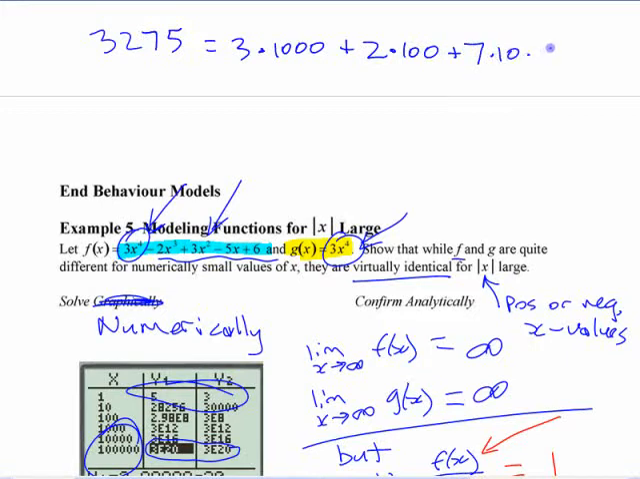Like 3 times 1,000 plus 2 times 100 plus 7 times 10. I'm sure you all remember that, right? Plus 5 times 1. Like right after you learned place value, you wrote it in kind of that expanded notation. I love that. You factored that when you were in grade 2? Is that what you're saying?